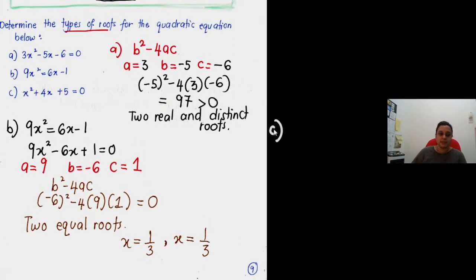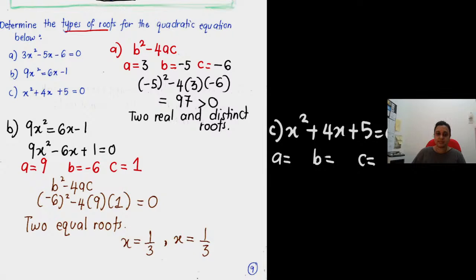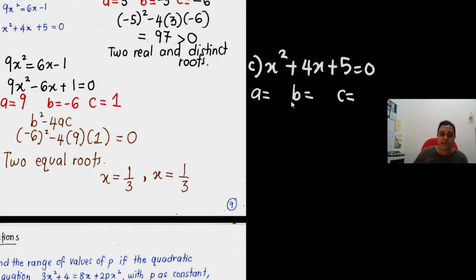Now the next one will be x squared plus 4x plus 5 equals 0. First, let's identify the a, b and c. Here we get a is 1, b is 4, c is 5.